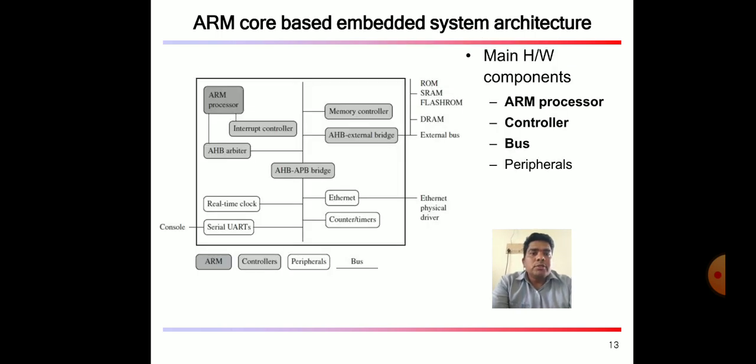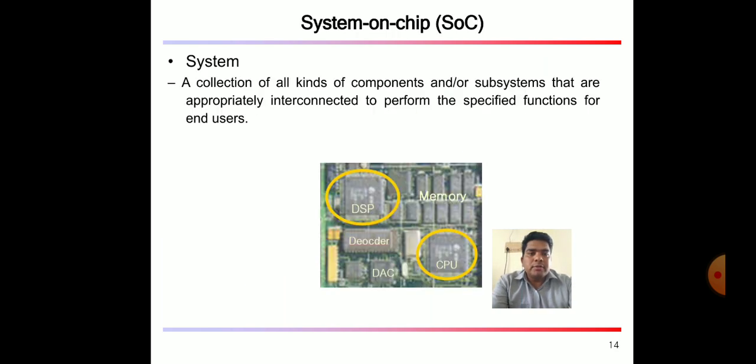So this is the ARM core based embedded system architecture. You can see that advanced high speed peripheral buses are available, and the main components are the ARM processor, controller, bus, and peripherals. These are in the ARM architecture. So the main components are the ARM processor, controller, bus, and peripherals.